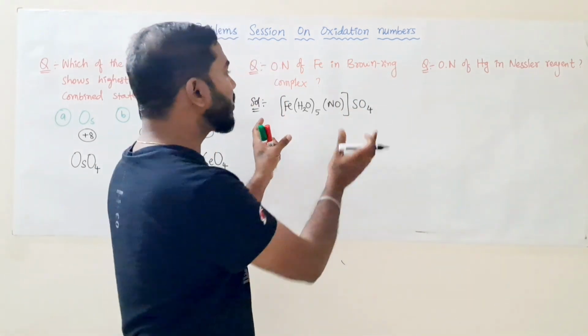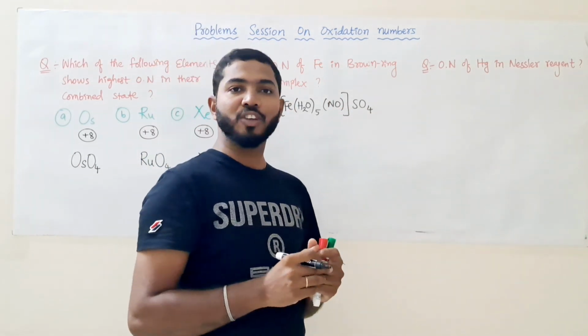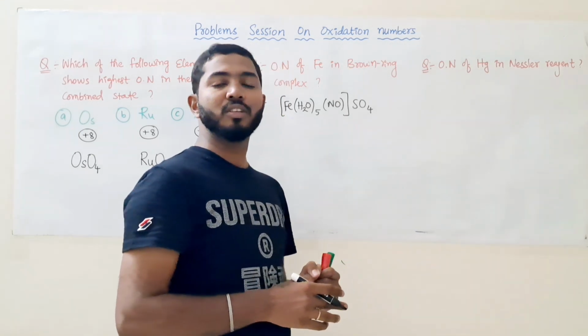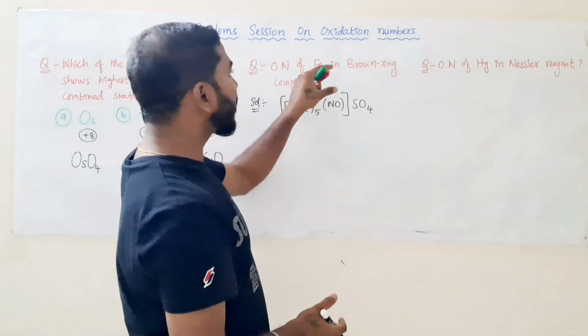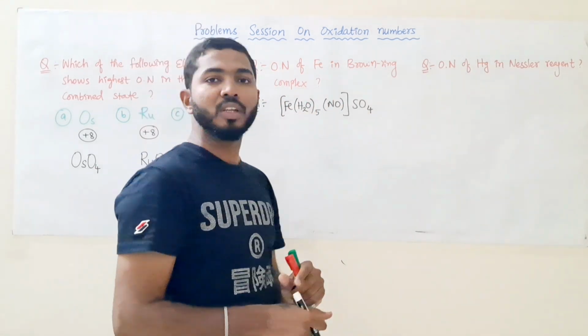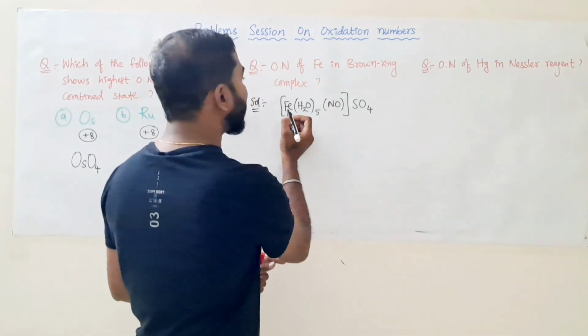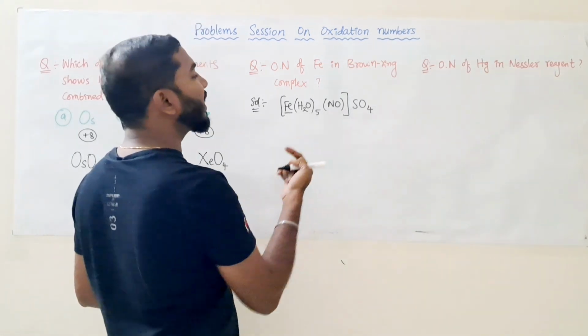And actually this is a complex which is used in the determination or identification of nitrate ions. That will be coming in our qualitative analysis, identification of anions. So this particular complex, the brown ring complex, is used in the identification of nitrate ions also. And now they have asked us to calculate the oxidation number of iron. So how do we calculate?